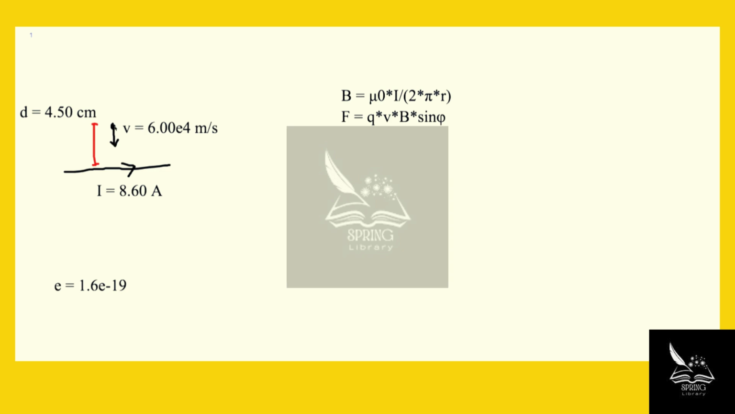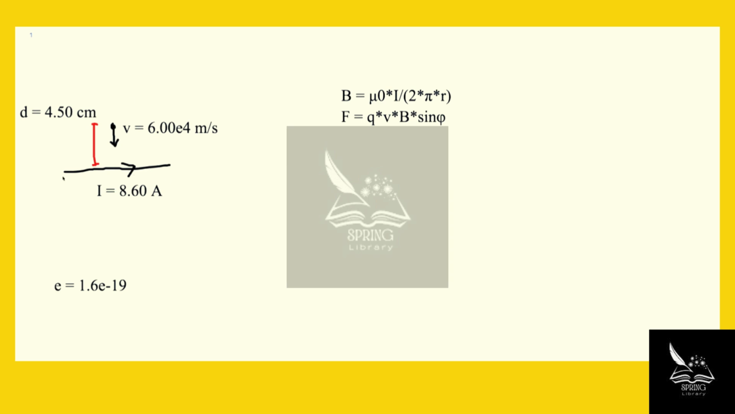So we know that at this point, when the electron is 4.5 centimeters from the wire, it's traveling straight towards the wire at a velocity of 6 times 10 to the 4th meters per second. And we're asked about the magnitude and direction of the force that the magnetic field exerts on the electron. So the first step is to find the magnetic field generated from this current.